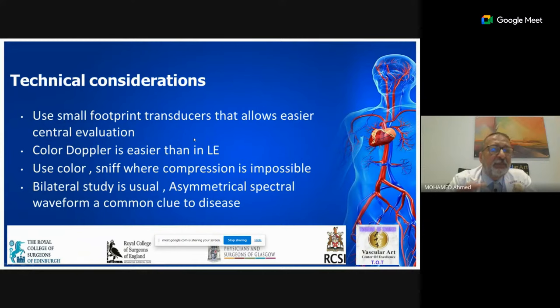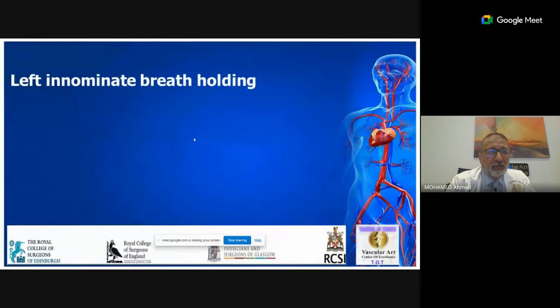Bilateral study is very important. If you are in doubt whether this is venous thrombosis or not, look at the other side, compare the waveform, see the waveform during breathing and see the waveform on the other side. This always gives you the clue about the diseased part.